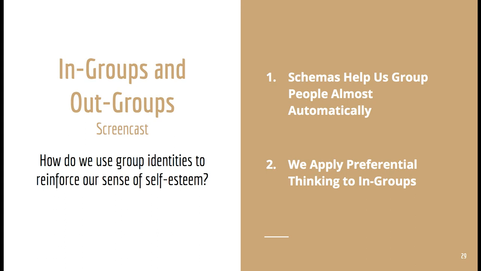Okay. Second thing, once we begin to identify groups, we tend to identify ourselves with certain groups, meaning that we disidentify with others. And once we have an in group, a group of people that is our group, it is very easy for us to apply preferential thinking to our in groups in the same way that we do for ourselves. Okay. So, with those two big ideas in mind, let's take a quick look at the process of in grouping and out grouping.